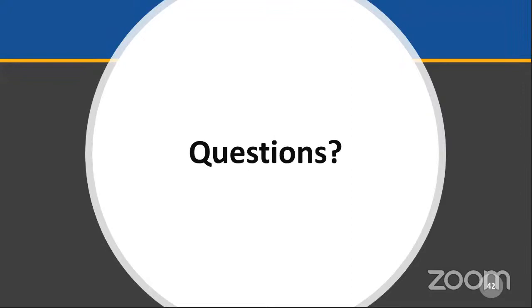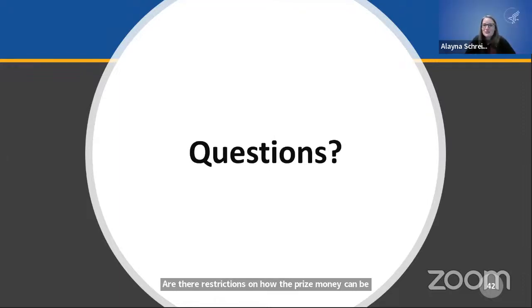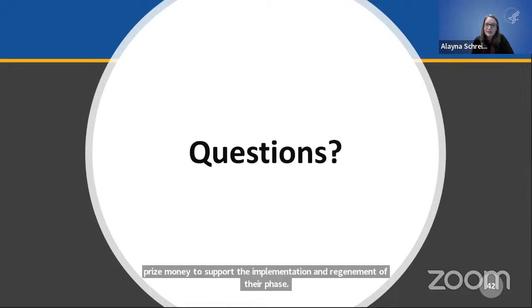Great. I'll chat in just a moment. Are there restrictions on how the prize money can be spent? This is another really important distinction between a prize challenge and a grant or a contract. So because this is a prize challenge, there are no reporting requirements for prize winners. There's no federal monitoring for prize winners. There are no restrictions on how the prize money can be spent. That being said, we do strongly encourage finalists to use their phase 1 prize money to support the implementation and refinement of their phase 2 pilots in order to best prepare their innovations for their phase 2 submission.